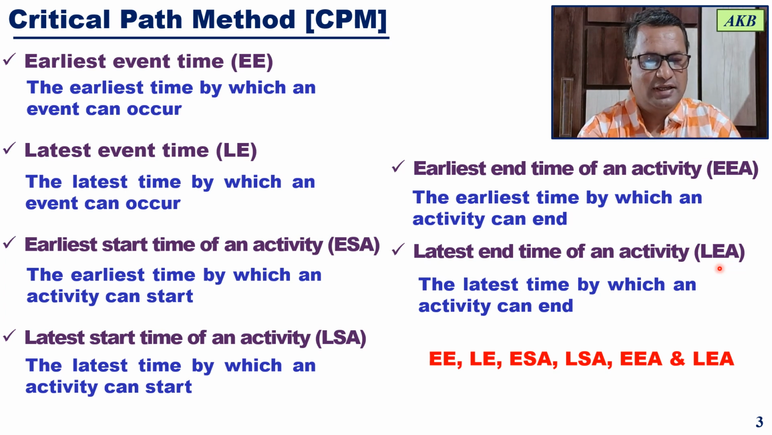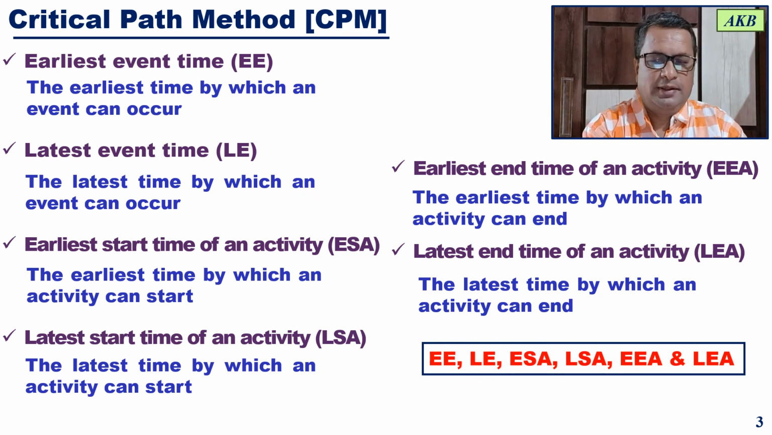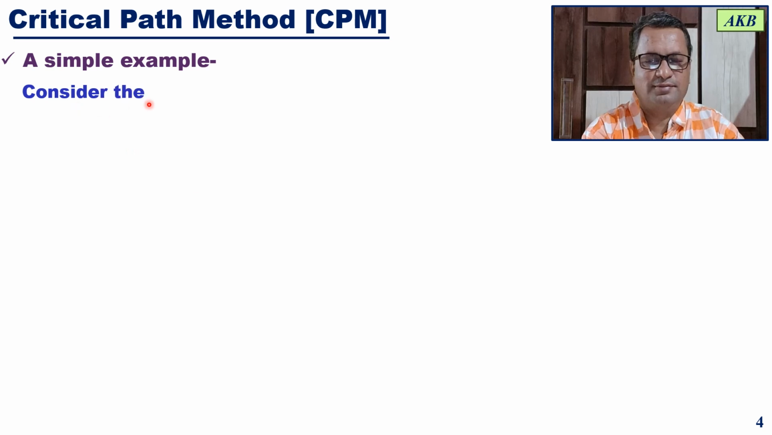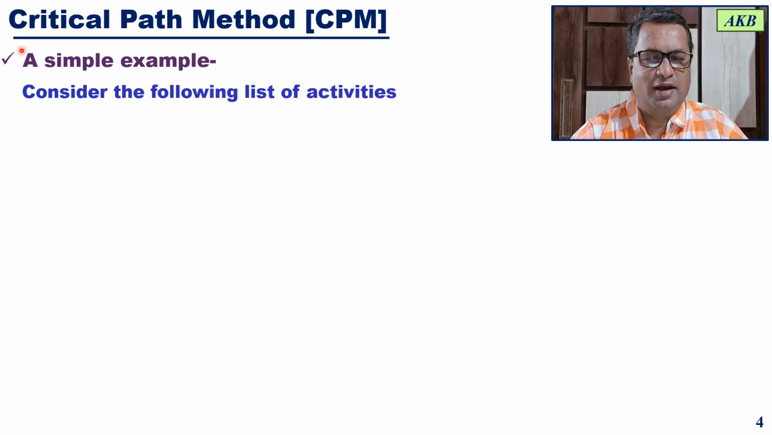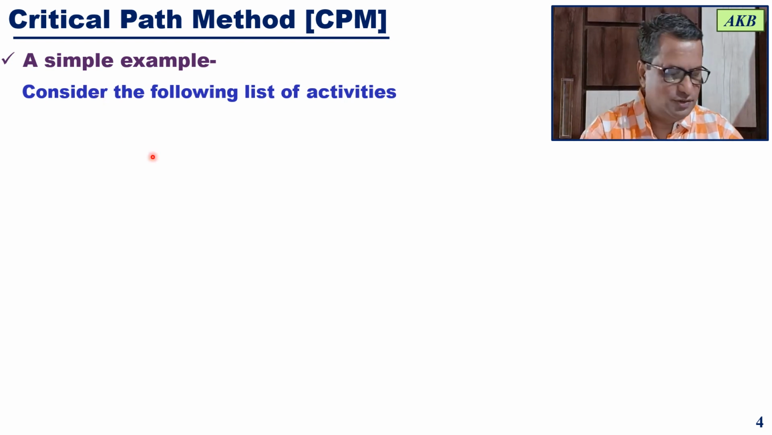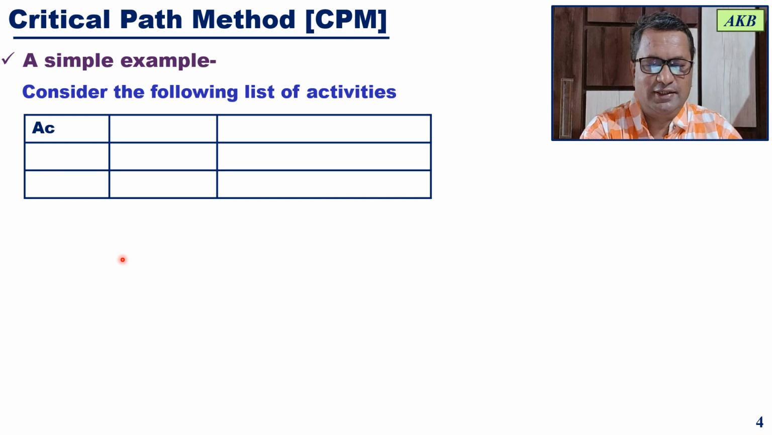Now let us understand what the rule is for all these times in CPM, the critical path method. You have to understand it in a better way, so I'm discussing a simple example. Why am I calling it a simple example? Because I have considered only two activities. Based on those activities, we will learn how to draw the network diagram. I have already discussed how to draw a network diagram when you have a list of activities in my previous video. Please watch that video. So let us consider these two activities.